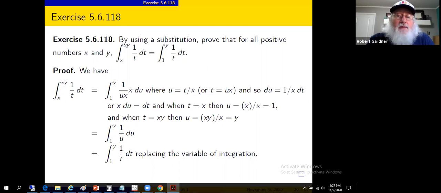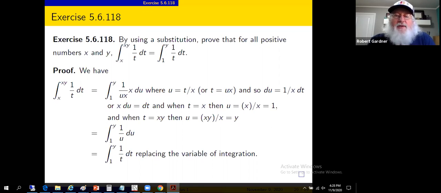Let's try that. Then I was worried about that upper bound. When t equals xy, u equals xy over x, the x's cancel, and we get a single variable up top. So the motivation on this substitution is to make this look like that. I want a single variable up there, not a product of them. Okay, we'll divide the x out, and that'll do it.